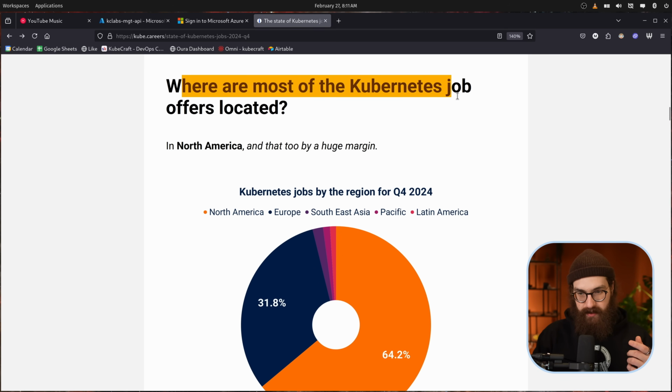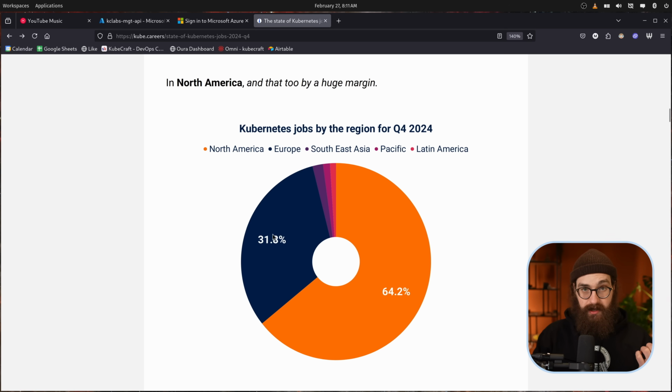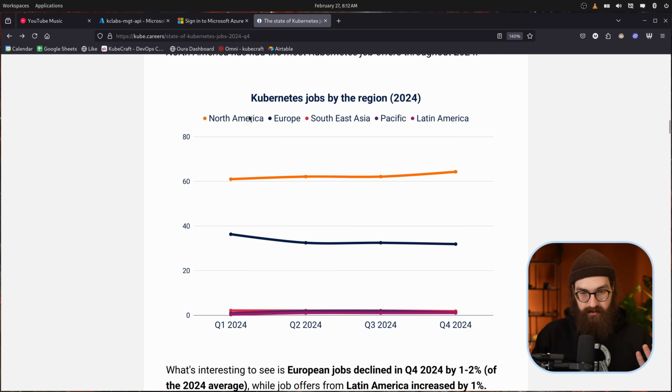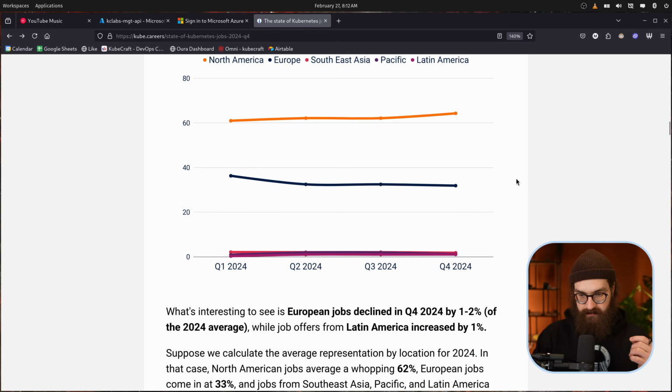Most of the Kubernetes jobs are located in North America, with Europe in second place. I myself live in Europe, in the Netherlands, and here there are plenty of Kubernetes jobs. Interestingly, when you check out the graphs for this, you see that the number of Kubernetes jobs in North America is rising. Now, I haven't checked the statistics, but I don't think the amount of software engineering jobs is rising, but Kubernetes jobs are. So this is why I'm advising you to learn Kubernetes even if you are a software engineer.